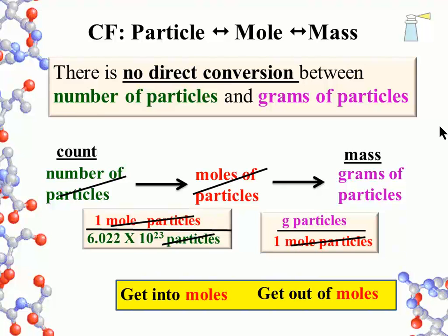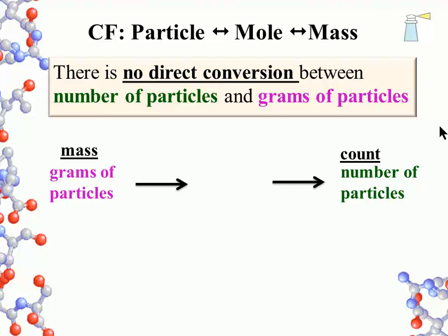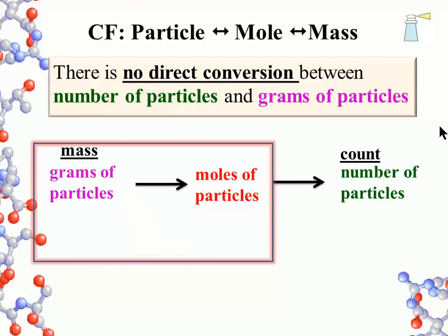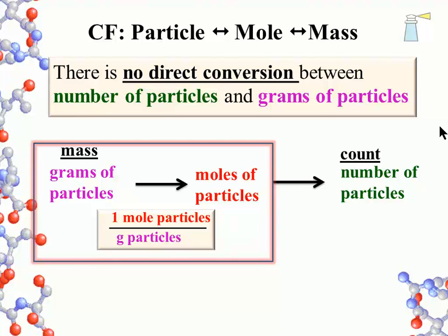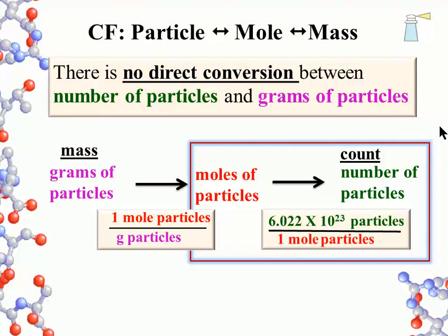To be complete, we should ask if two conversions are necessary when starting with grams of particles and asking for count of particles. Yes, they are, and they will also go through moles of particles. In this situation, the first conversion, mass to moles, will use a molecular weight unit factor, and the second conversion will use the unit factor with Avogadro's number.